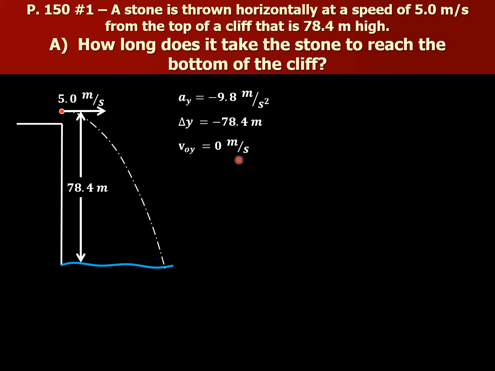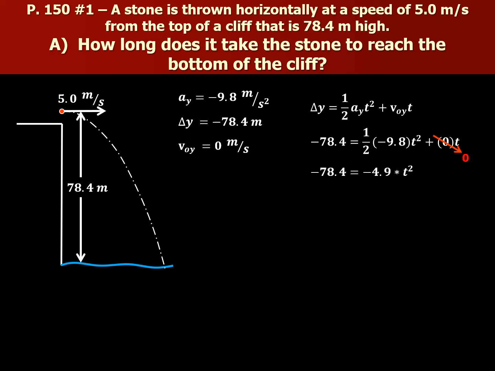The initial velocity is completely horizontal, so the initial velocity in the y direction is going to be 0. Considering we need to find time, we're going to take displacement equal to 1/2 times acceleration times time squared plus initial velocity times time. We're going to plug in the information we know. We get negative 78.4 is equal to 1/2 times negative 9.8 times time squared plus 0 times time.